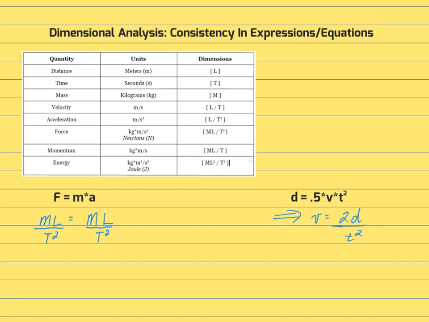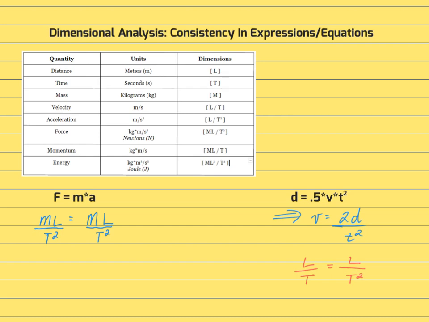So if we take a look, our dimension for velocity is length divided by time, so I'm going to plug that in. Length divided by time. Now on the right side, we don't have to worry about the 2. The 2 is dimensionless, okay, but we do want to look at d. So for distance, our dimension is L. And then for time, it's just t. But notice that I have a t squared here, so at the bottom, I'm going to be writing t squared.